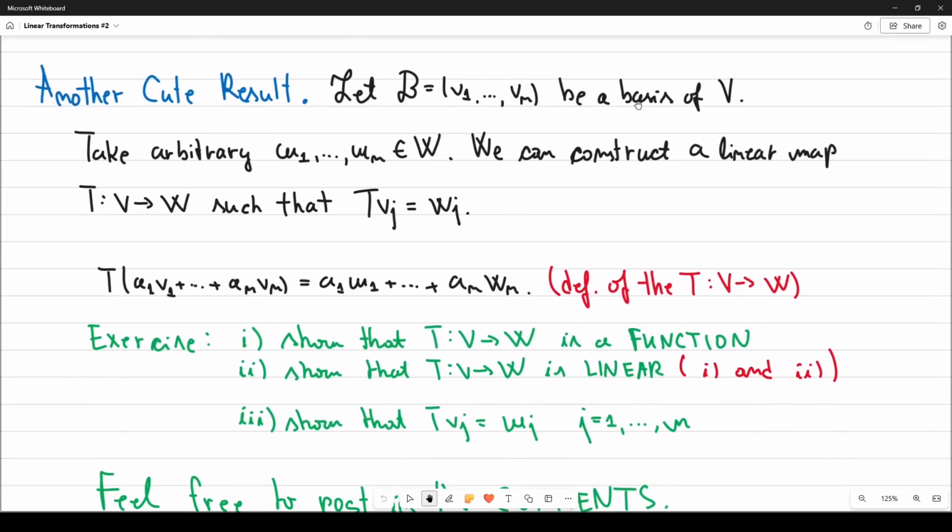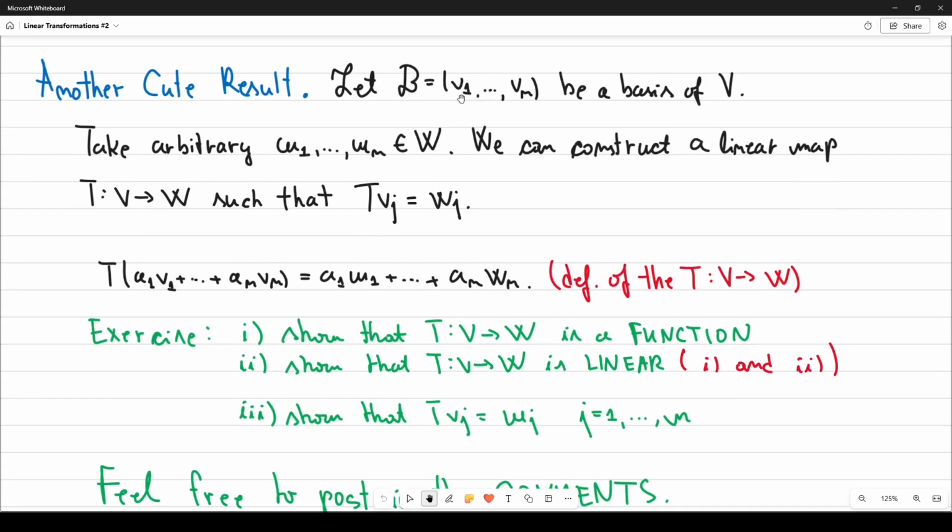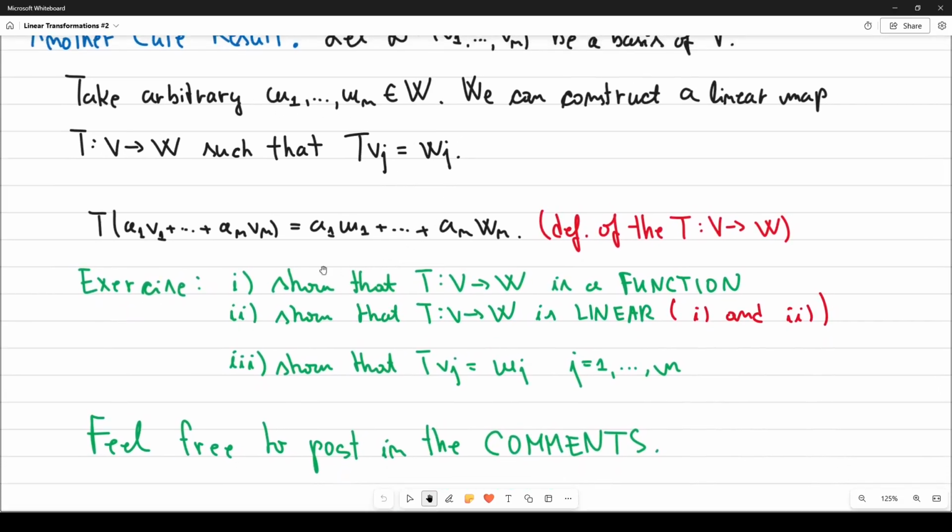Another cute result. Let B be some basis of V. Take arbitrary w1 all the way to wn, so the same amount of vectors as the vectors in the basis belonging to V. Then we can construct a linear map T that goes from V to W such that T sends the basis vectors of V specifically to the vectors w1 to wn that we picked. So how to do that?